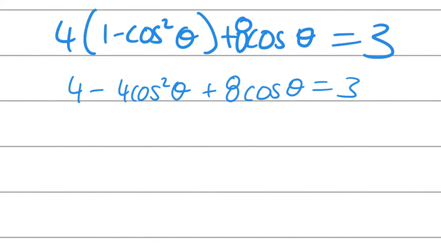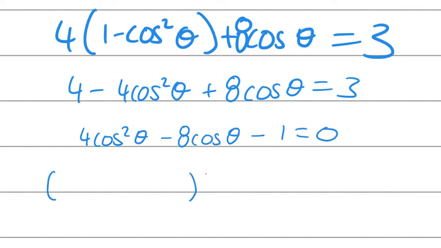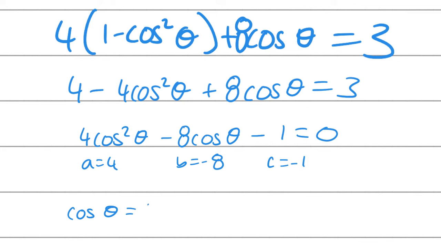It's pretty much looking a bit like a quadratic, isn't it? So I'm going to move everything to the other side. So I'm going to have 4 cos squared theta minus 8 cos theta minus 1 equals 0. Okay, so we can factorise this, can't we? Or if you can't factorise, just use the quadratic formula, where a equals 4, b equals negative 8, c equals minus 1. Okay, so when I do that, I get cos theta equals (2 plus root 5) over 2, and (2 minus root 5) over 2.